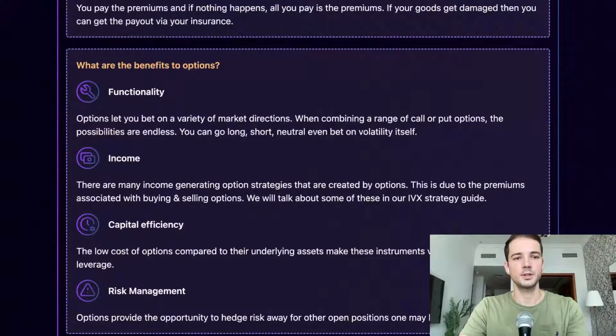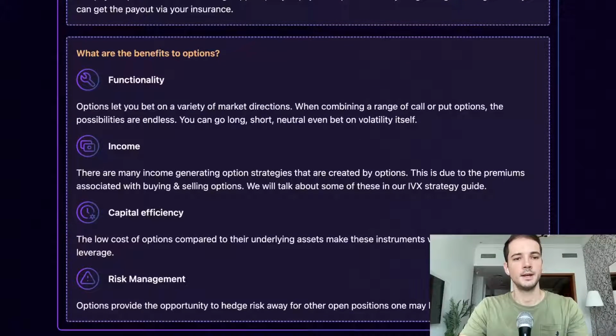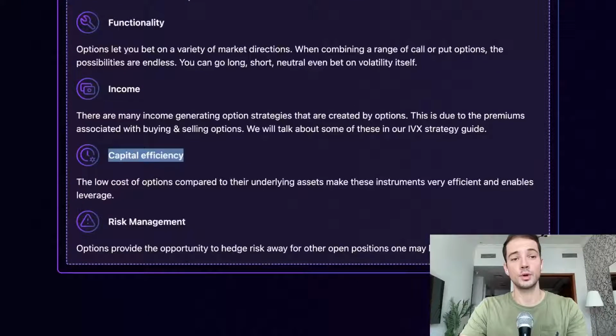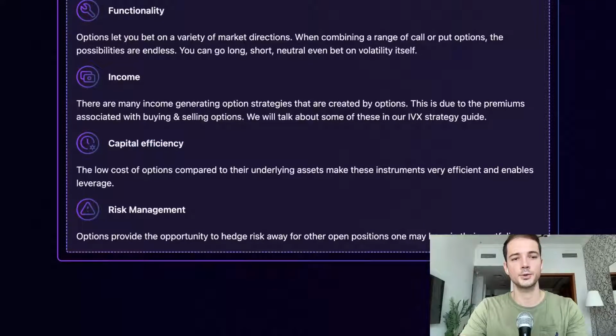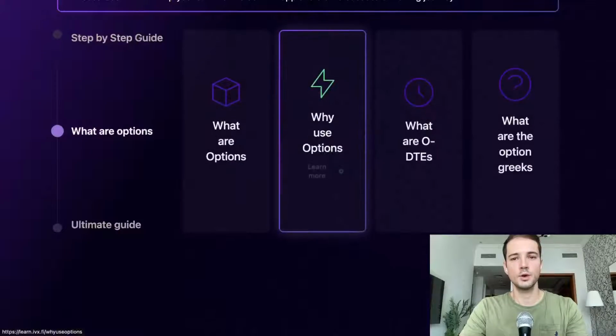The different functions of options are that they let you bet on a variety of market directions, even on volatility itself. They also enable capital efficiency and give you certain leverage, and they enable risk management because you can hedge your risk away for certain positions in your portfolio. So more or less, that's what it's all about.